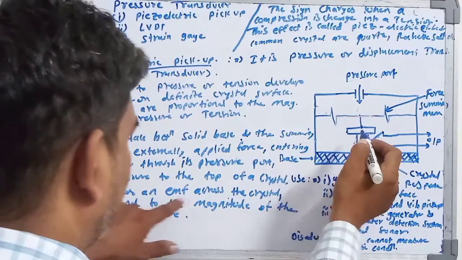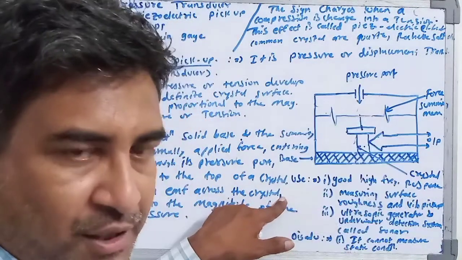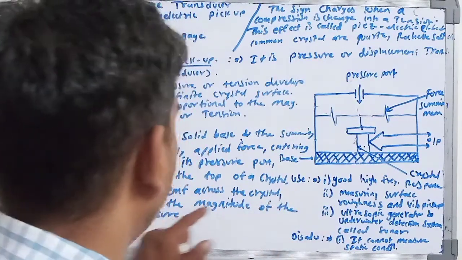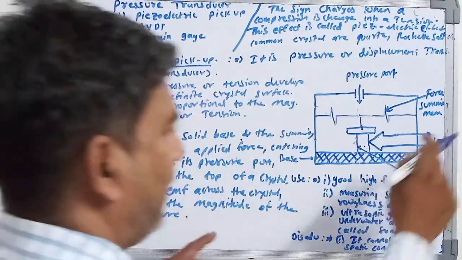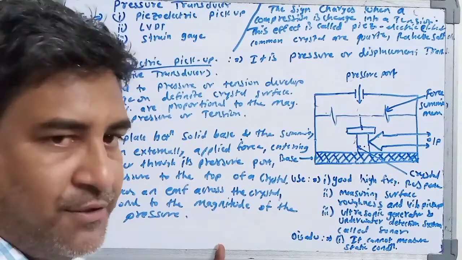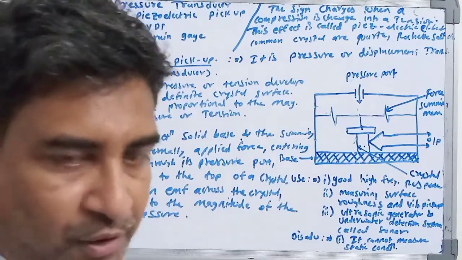Suddenly, it produces an EMF across the crystal. Due to the pressure, some EMF is created, and the magnitude of the applied pressure changes this EMF, and due to that we get the output. And it measures the displacement that has occurred.